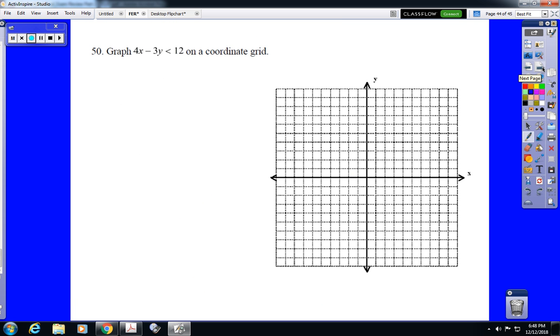Number 50 says to graph 4x minus 3y is less than 12 on a coordinate plane. We're going to do this using the cover-up method. So we are going to cover up 4x, which would leave negative 3y is less than 12. What we're doing there is we're letting x equal 0. This is called the intercept method as well. So then we would divide by negative 3.